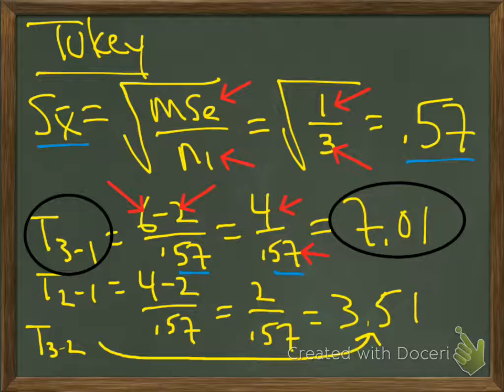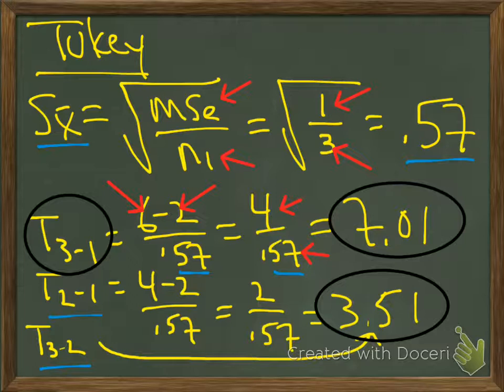We do the same thing over here to compare group 2 to group 1, and we only need to do this one once because the difference between group 2 and group 1 is the same as the difference between group 3 and group 2. So it's going to produce the same observed Tukey value. And when we do the calculations, we find the observed Tukey value is 3.51 for both of those comparisons.